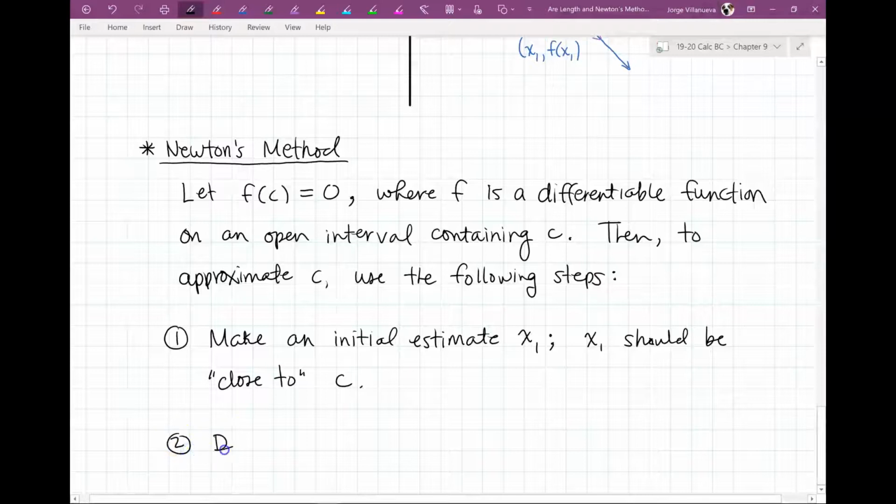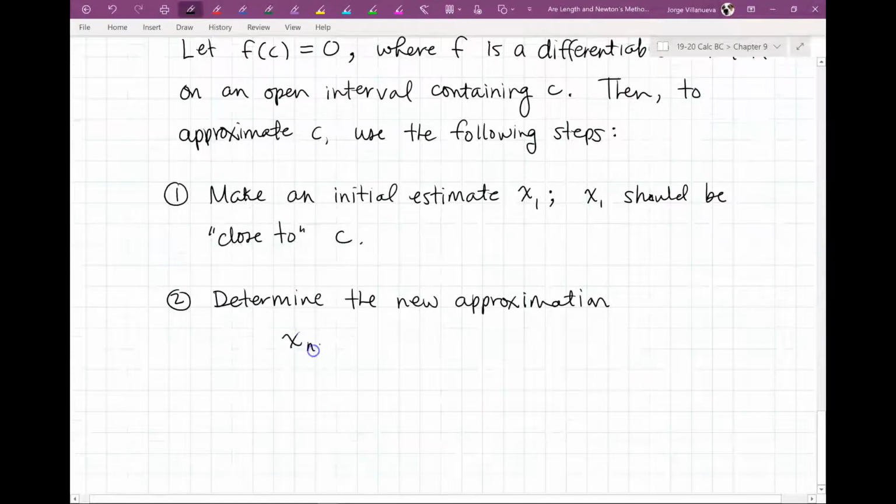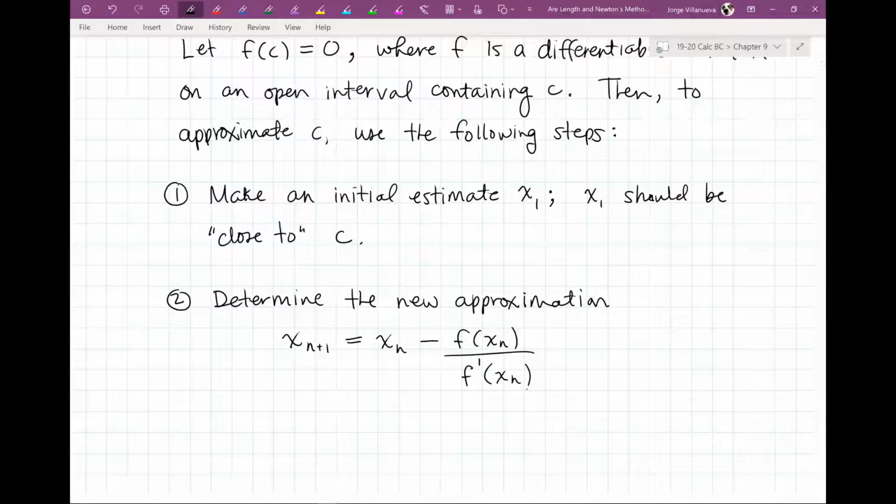2. Determine the new approximation, and they give us a formula for this. So x sub n plus 1 is x sub n minus f of x sub n over f prime of x sub n. So that's how you find your new intersection, your new 0, okay? So you're going to find your new x value, your new x-intercept by doing that, okay?